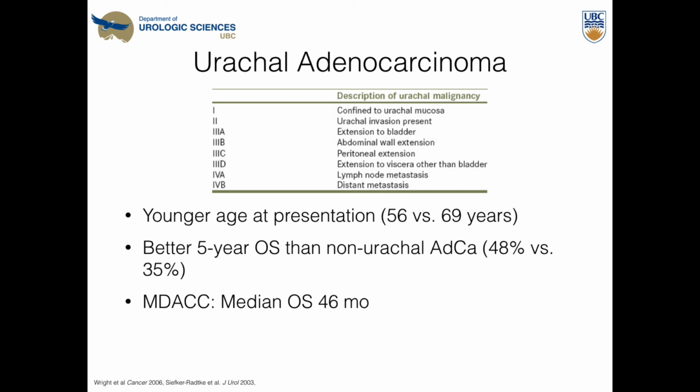These patients tend to present younger, 56 years old on average. They do have a better 5-year overall survival than non-urachal adenocarcinomas. However, compared to urothelial carcinoma, these patients still do more poorly, because histologic variants almost universally do more poorly. MD Anderson had a series of patients with urachal adenocarcinoma. They found a median overall survival of about 46 months.